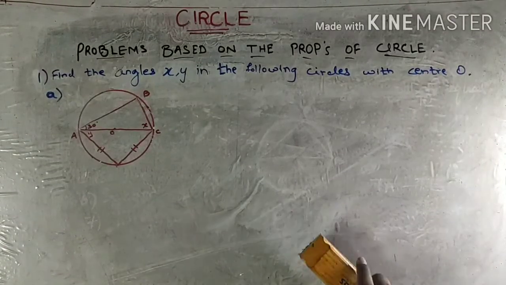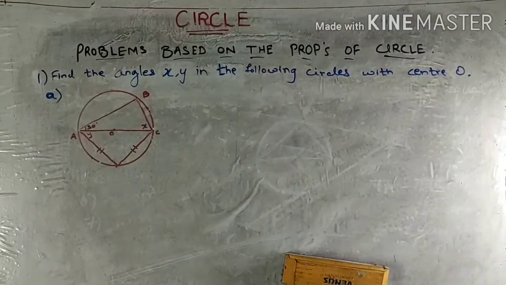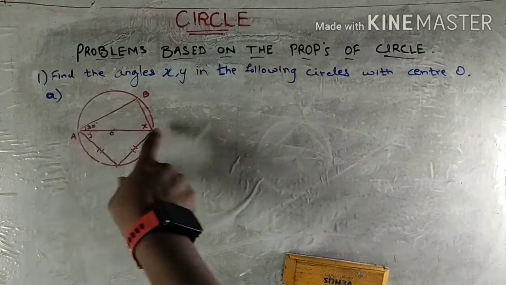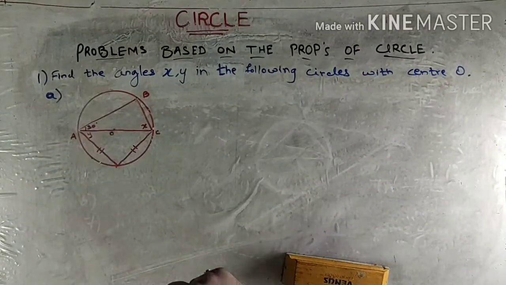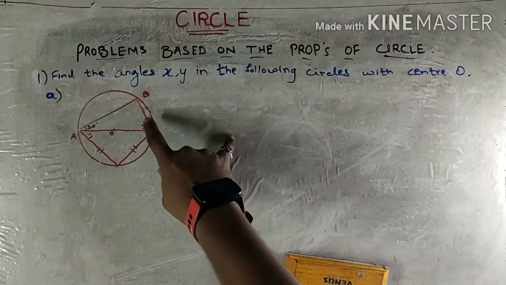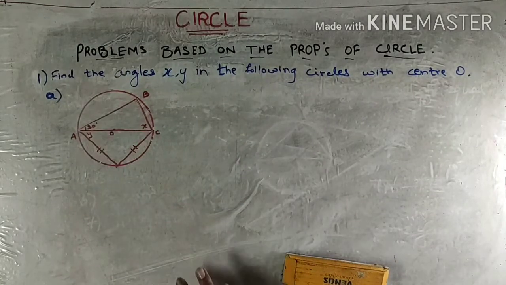So in this question, we see a circle. There are two triangles inscribed in the semicircle. Since AOC is a diameter, AC is a diameter passing through O, we are supposed to find the value of X and Y given in the question.